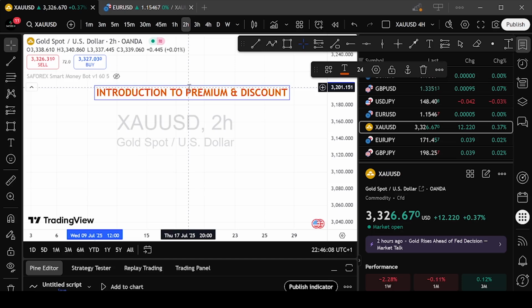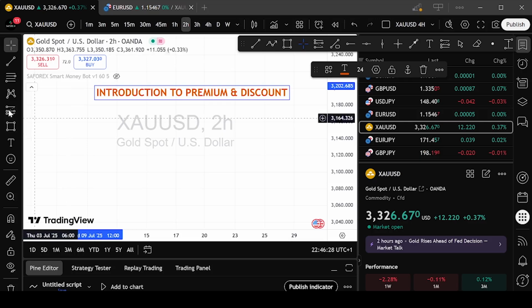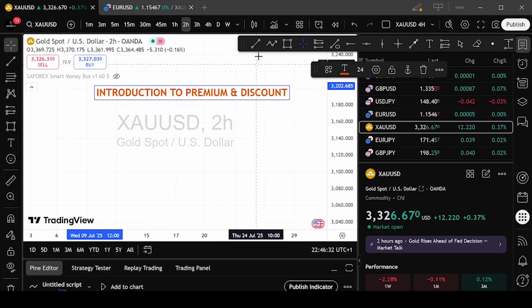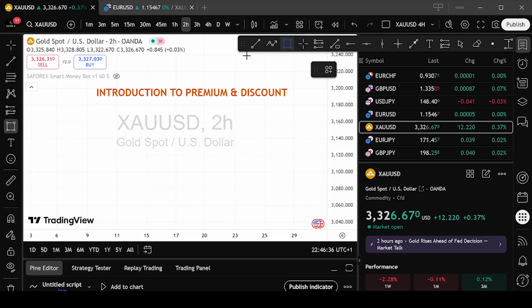Let's break it down. When you are dealing with premium and discount, the first thing you need to identify is what is called a range. And what is a range? A range is the difference between a previous swing high and a swing low. Okay, what is a swing high? I think I've done it here several times, but let's just draw something here.